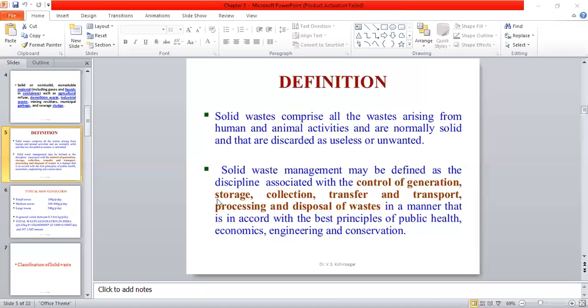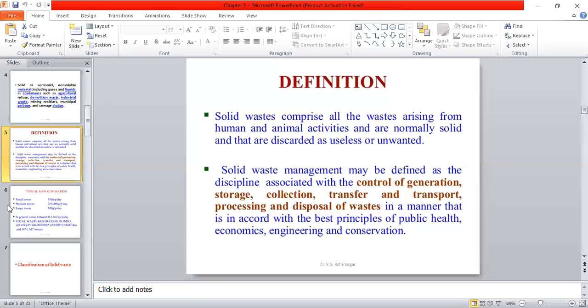Solid waste management may be defined as the discipline associated with the control of generation, storage, collection, transfer and transport, processing, and disposal of waste in a manner that is in accord with the best principles of public health, economics, engineering, and conservation. So each point is about how we can create a discipline among society to control the solid waste generation rate, how to store it, how to collect it, how to transport it, and what processes need to be done before disposal. We discussed that in yesterday's last lecture.